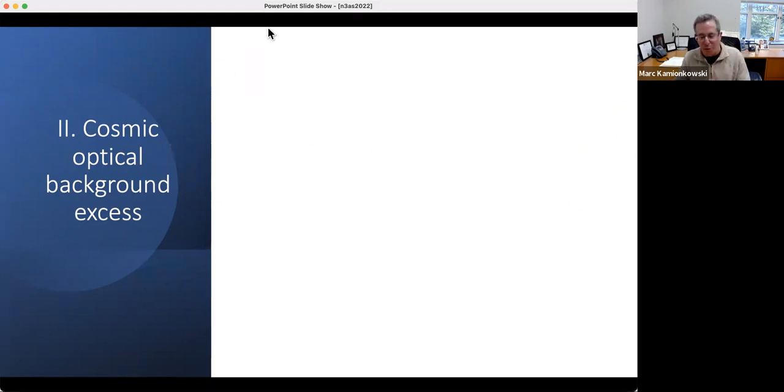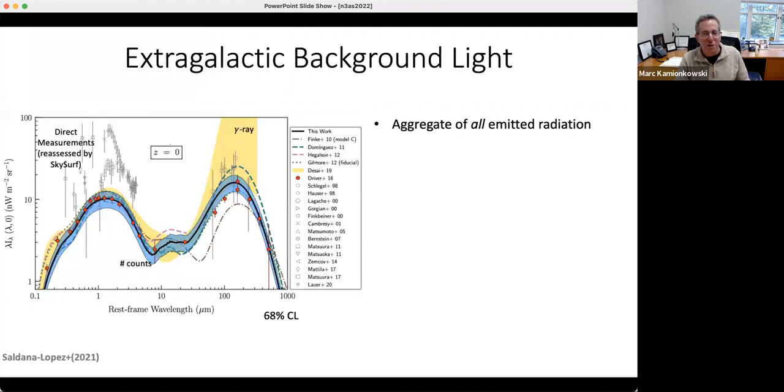So I want to tell you about some more recent work on the cosmic optical background excess, which I don't know if you've heard of or not. It's something that's very interesting, but hasn't got a whole lot of attention. So astronomers or cosmologists like to measure the extragalactic background light density. Roughly speaking, this is the energy density in photons as a function of the photon wavelength. And they've been working really hard to measure it as a function of frequency over many orders of magnitude.